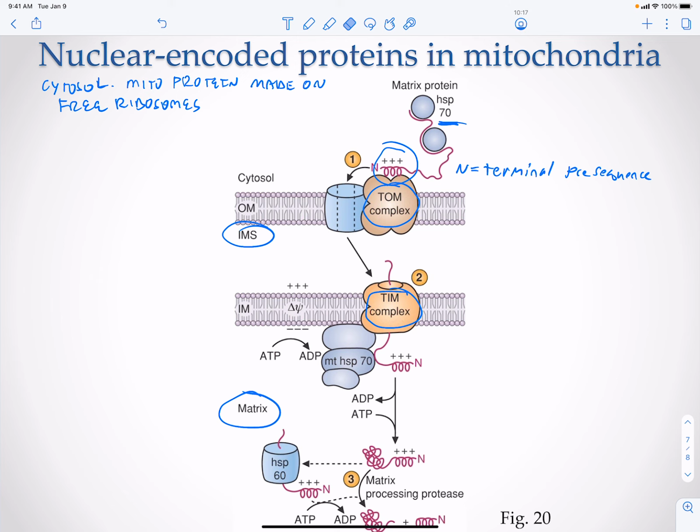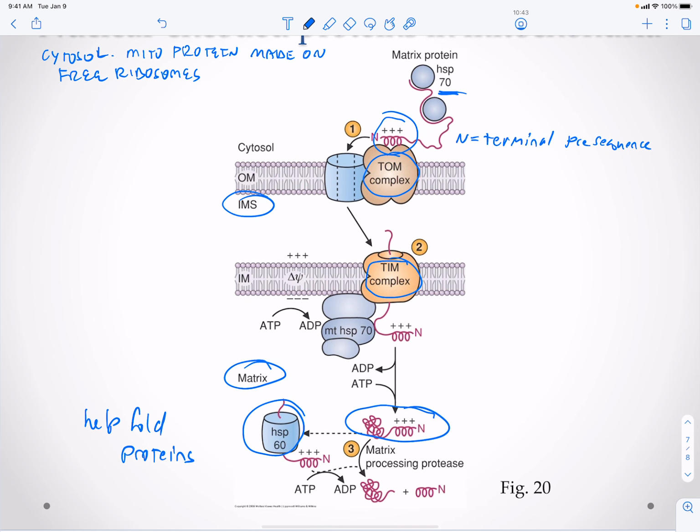Now, once they're in the matrix of the mitochondria, these proteins are often going to need to be folded, and heat shock protein 60 is going to help fold the proteins, or the enzymes. And so the final step is going to be cleavage of the signal sequence by the matrix processing protease. So they're going to lose that N-terminal signal sequence in the mitochondrial matrix.